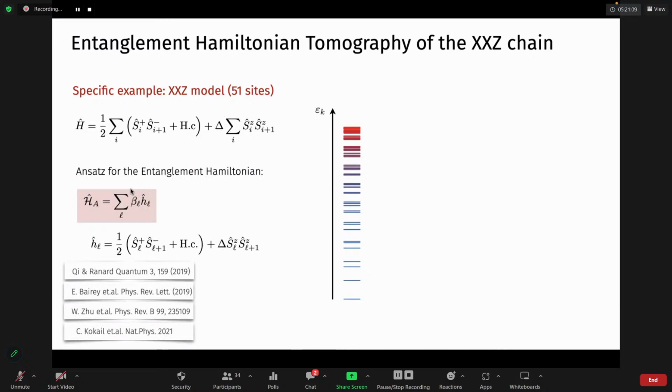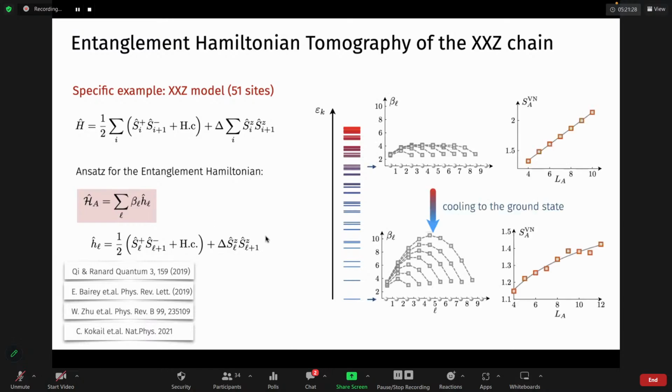And you can now look at this entanglement Hamiltonian. There are many methods which explain how you can extract this entanglement Hamiltonian from your state. I'm not going to explain how they work, but they are very easy to apply. You can program them in about 7 lines of code.